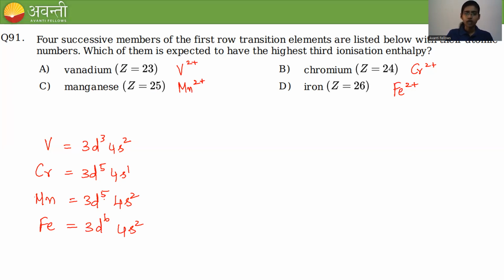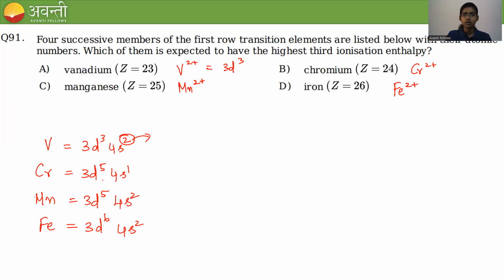And for 25, you have d5. And for 26, you will have d6. So these are the configurations. And if 2 electrons are removed, what is the configuration of this vanadium? 2 electrons are removed from the s orbital. So you will have 3d3 here.